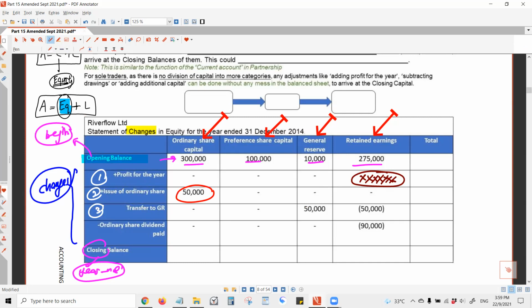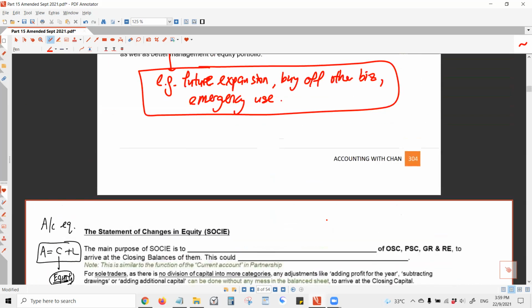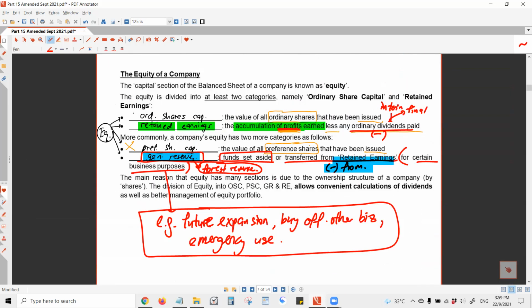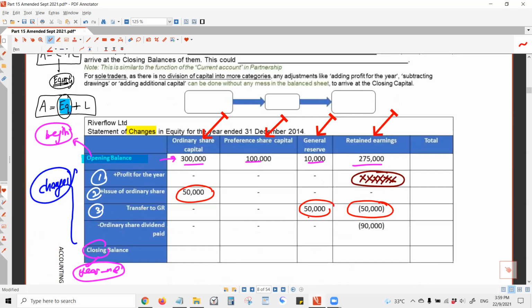common mistake made by the students. They forget how to generate the general reserve. They have forgotten how the general reserve comes about. Must remember, minus from the retained earning, plus it into the general reserve. We talked about it earlier, right? Minus from retained earning, plus it into the general reserve.